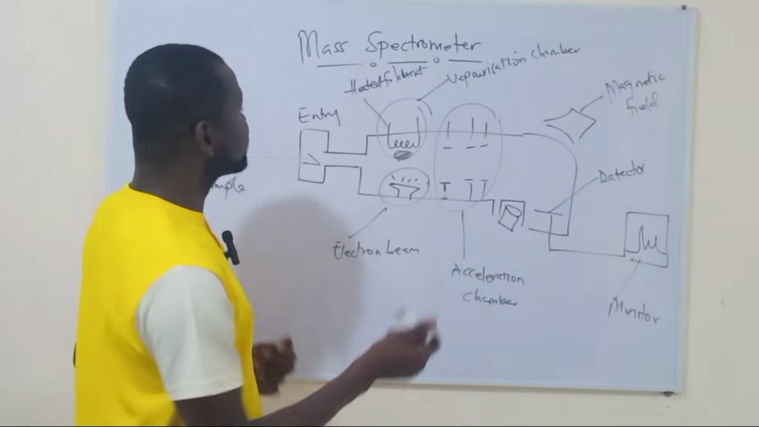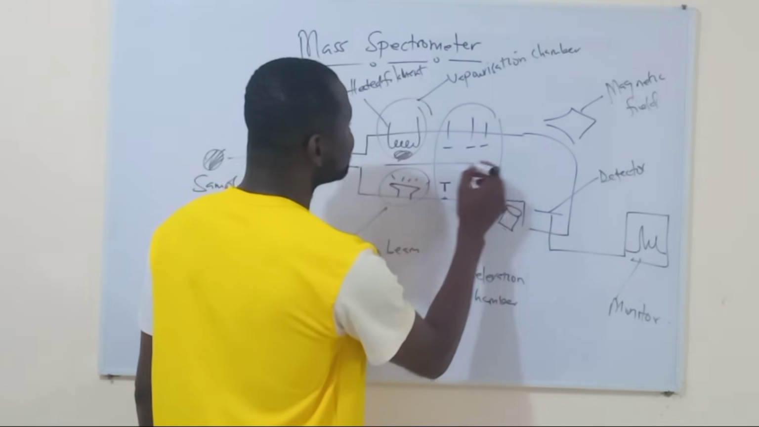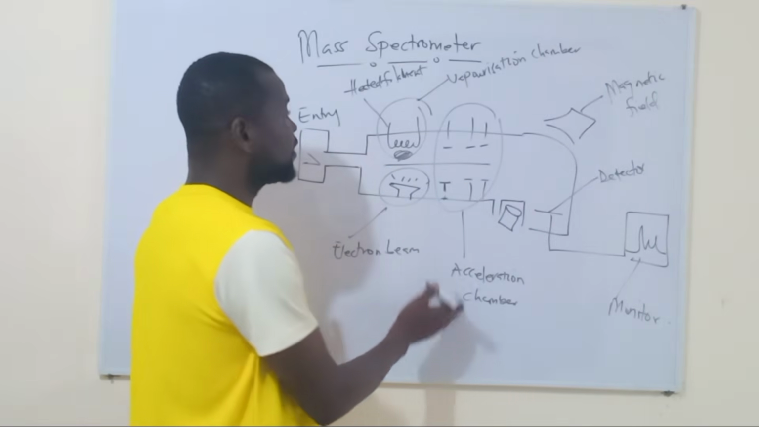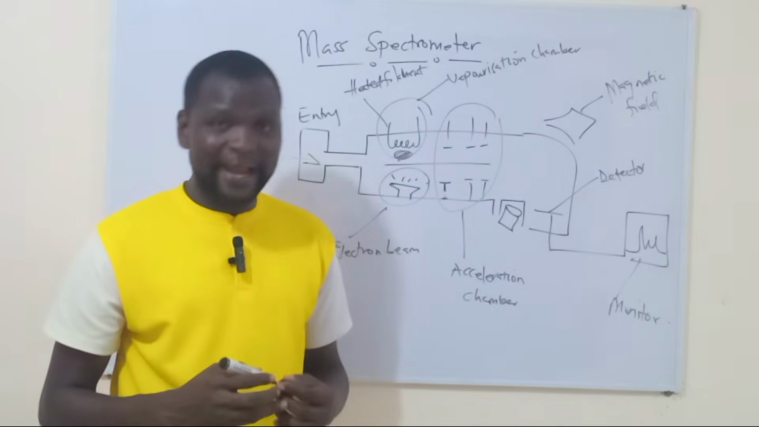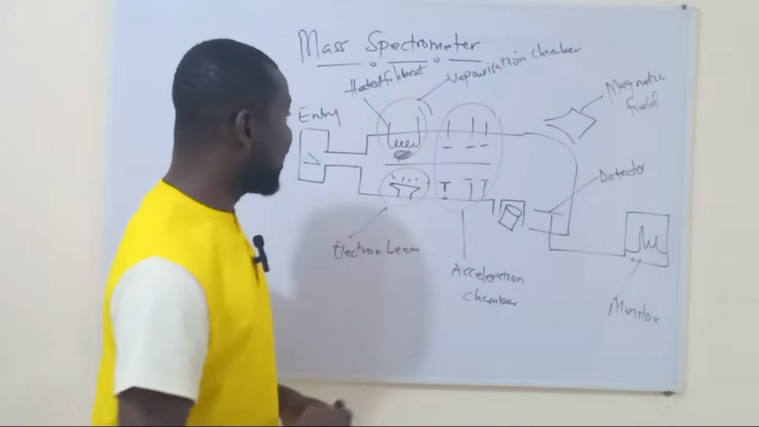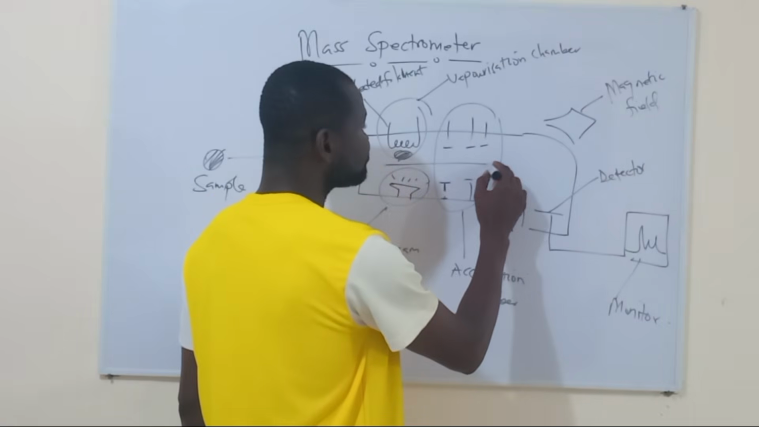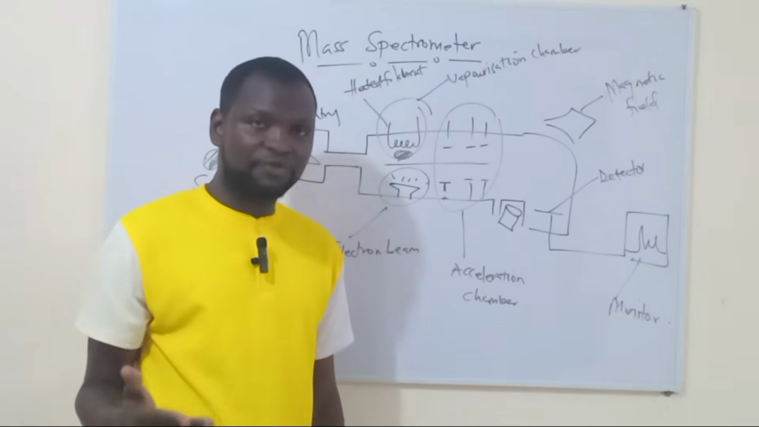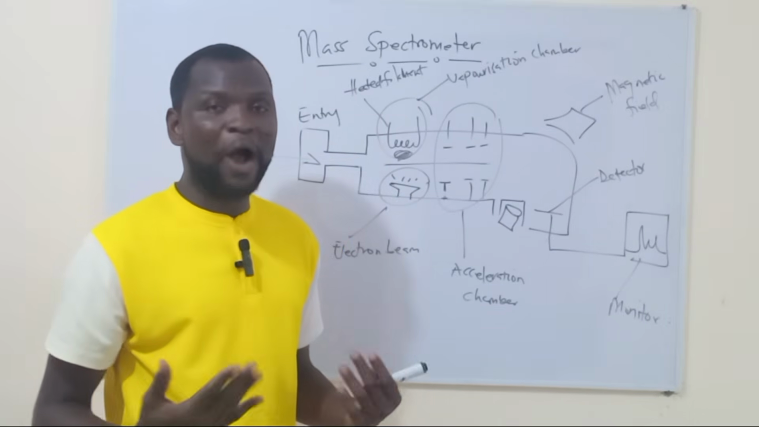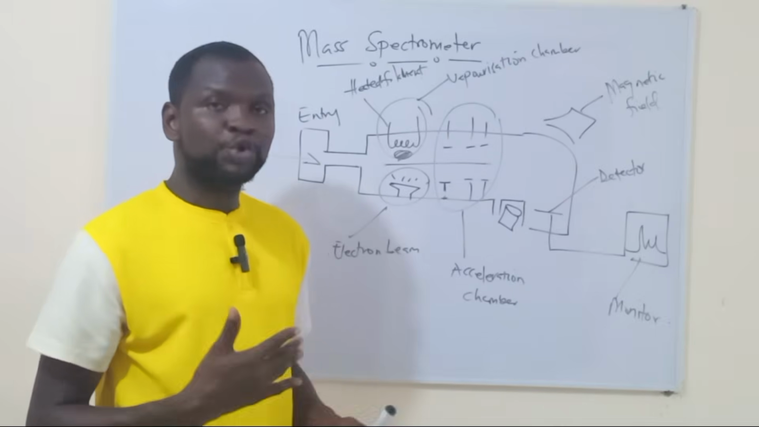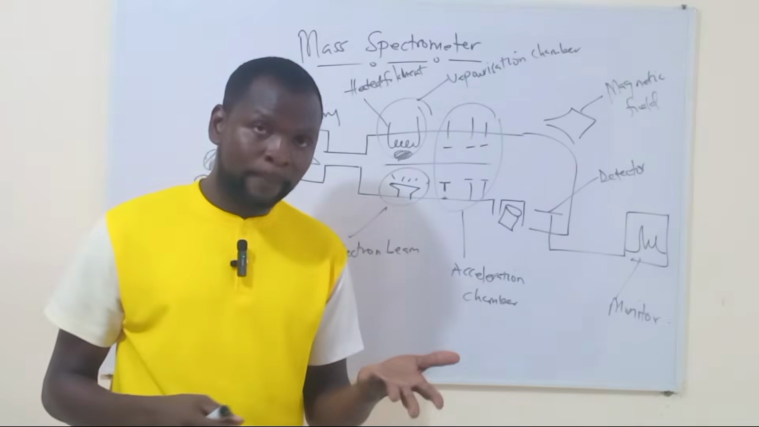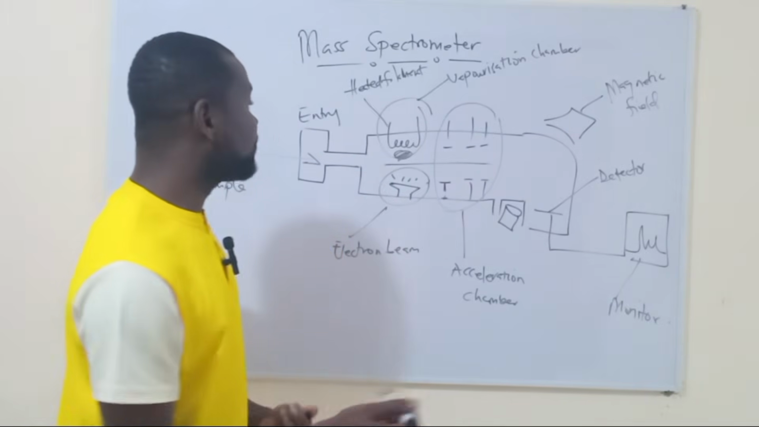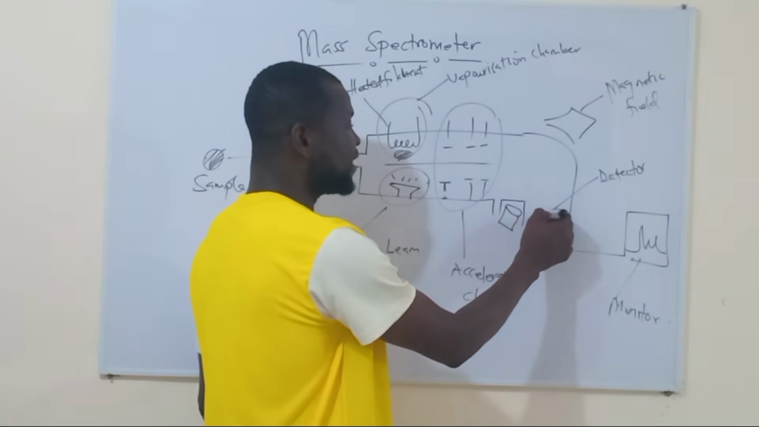These cations are now going to travel through our next compartment, known as the acceleration chamber. They are going to enter into a variable electric and magnetic field. The sample is then deflected based on its mass to charge ratio, based on how heavy or how light the samples are. Lighter samples will be deflected more and heavier samples will be deflected less. These samples will then be detected using the detector.